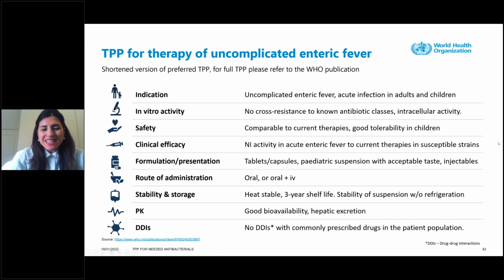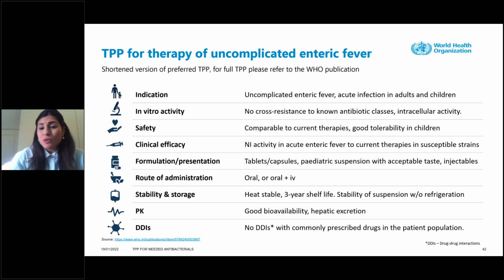I present here what the WHO TPP looks like. This is a short version based on the preferred TPP, because WHO TPPs contain minimum and preferred profiles. The first one is the TPP on enteric fever. Enteric fever is caused by Salmonella Typhi or Paratyphi, and is estimated to have caused approximately 140,000 deaths in 2017, with a higher mortality in children and in the elderly in low and middle income countries. MDR and XDR strains have been identified.